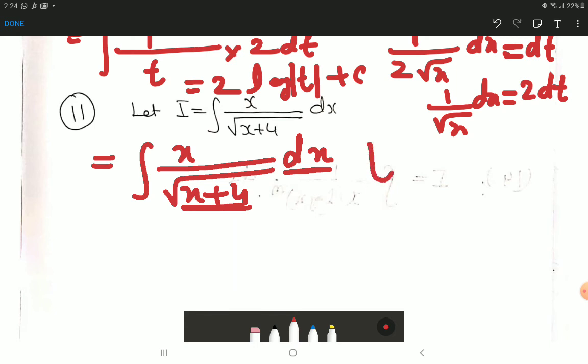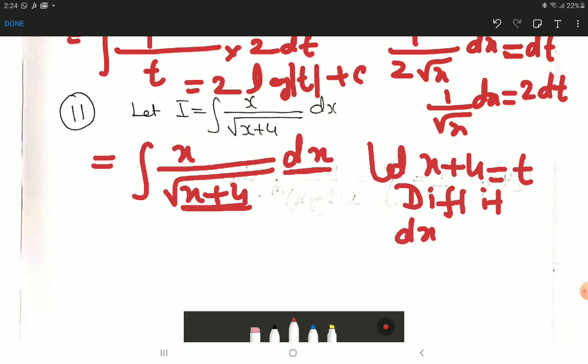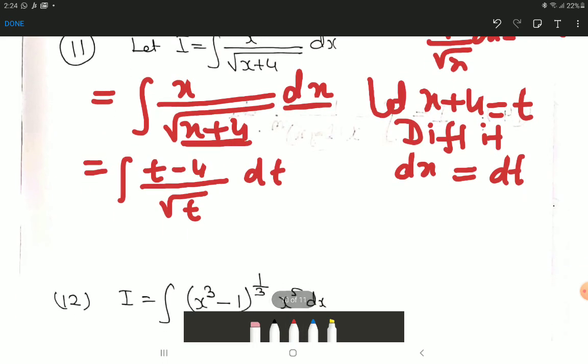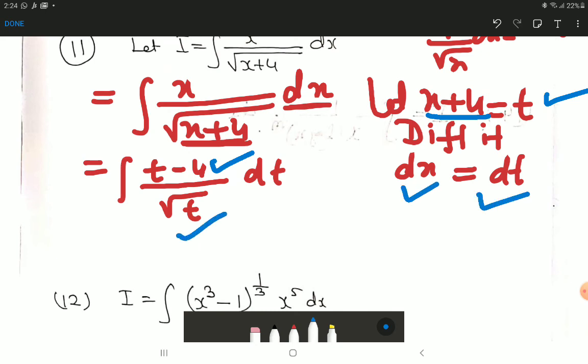So we will assume let x plus 4 is equal to t. Differentiate it. So the derivative of x is dx, that of plus 4 is 0 and that of t is dt. So let's feed it here. X plus 4 is t, so simply x will be t minus 4 upon root x plus 4 is root t and dx is dt. Got it? Since x plus 4 was t, it means x is t minus 4 upon the square root of x plus 4 is t, and this dx is dt.